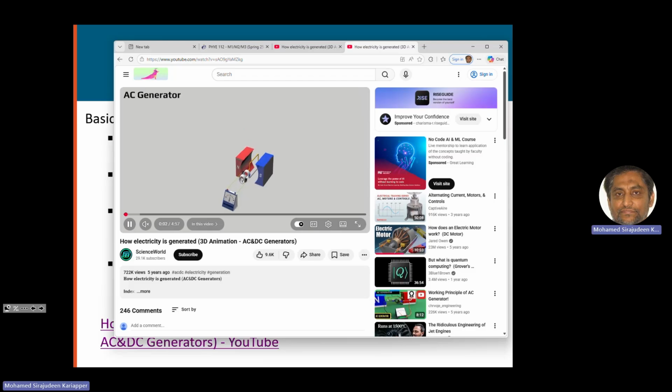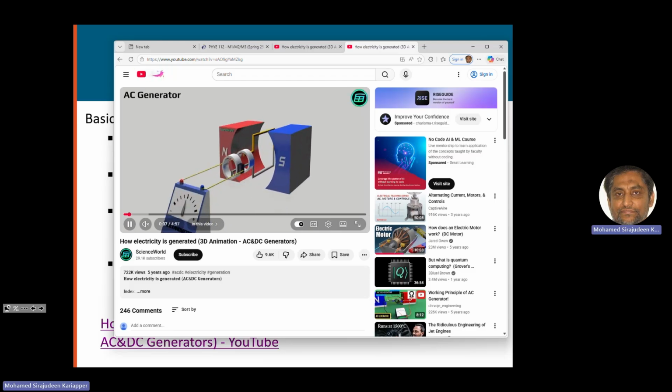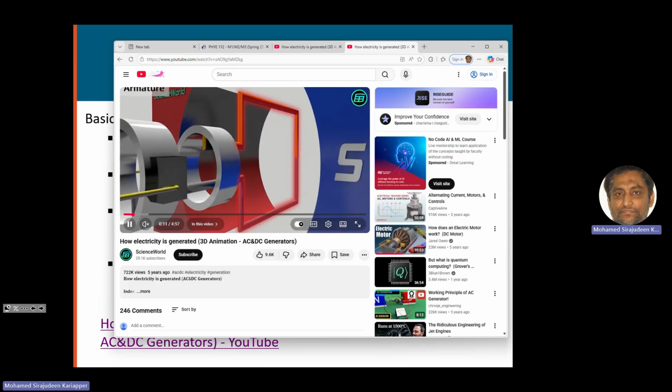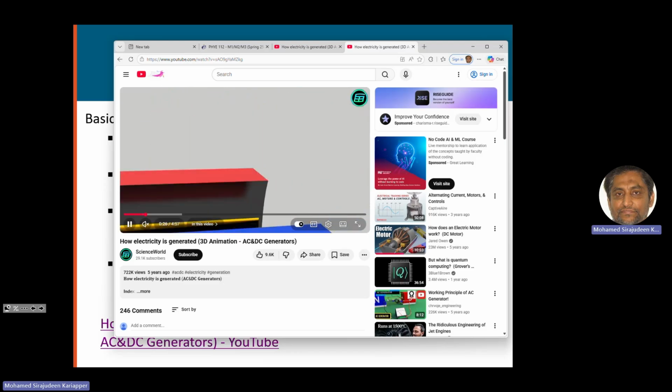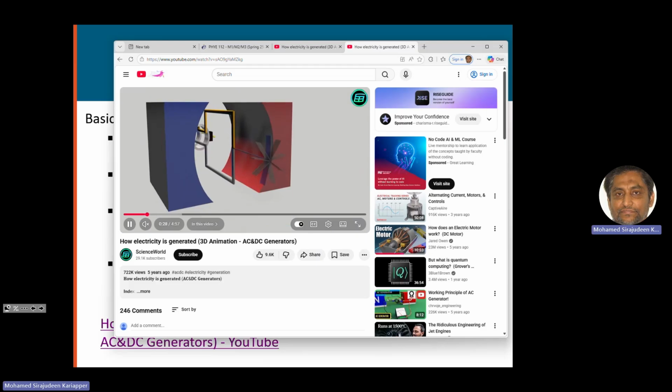So here, you see there are two rings, not just one. They are called slip rings. The coil is kept between the poles of a magnet. There's a magnetic field that goes from north to south, and someone has to rotate the coil. When it rotates, it also rotates with the slip rings, and the current will be an alternating current. When the coil is vertical, there will be zero current.